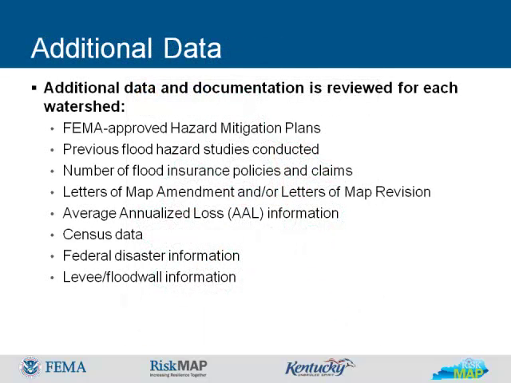Additional data and documentation is reviewed for each watershed, such as FEMA-approved hazard mitigation plans, previous flood hazard studies, the number of flood insurance policies and claims, letters of map amendment or revision, averaged annualized loss information, census data, federal disaster information, and levee and floodwall information.